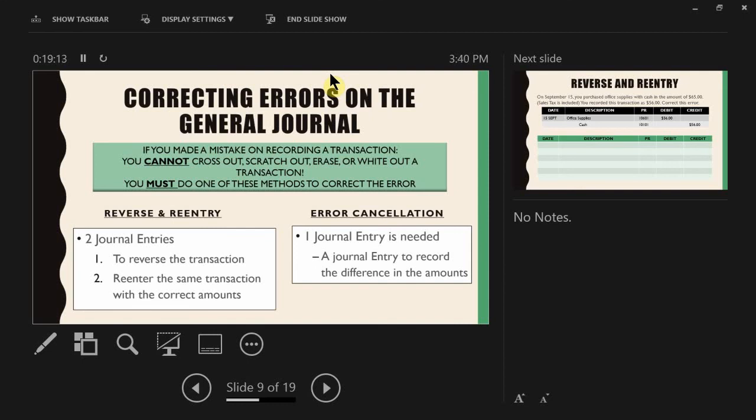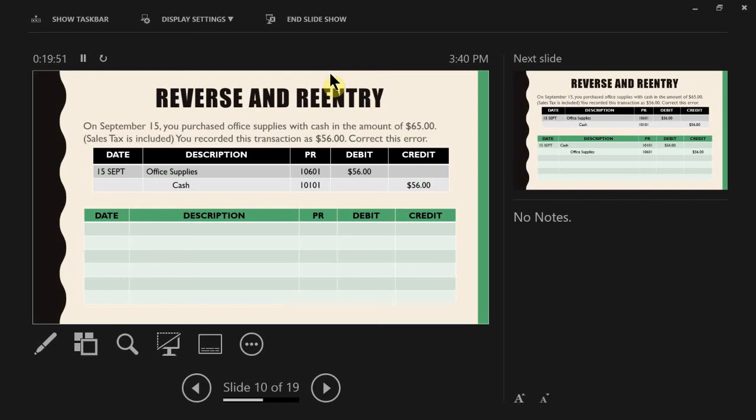So the first one is reverse and reentry. It's going to require 2 journal entries, right? Pretty much just like what the title says. You're going to reverse the transaction, and then you're going to re-enter it with the correct amount, okay? Whereas error cancellation is only going to require 1 journal entry, and what you're going to do is find the difference between the errors, and you're going to correctly place them in their accounts with the different amount, okay? All right, we're going to take a look at each one. So we're going to talk about the reverse and reentry, okay?